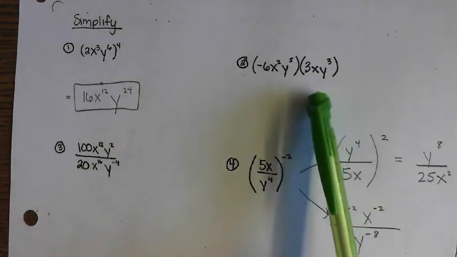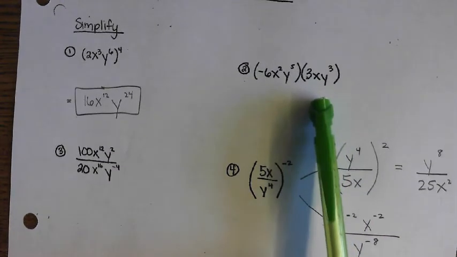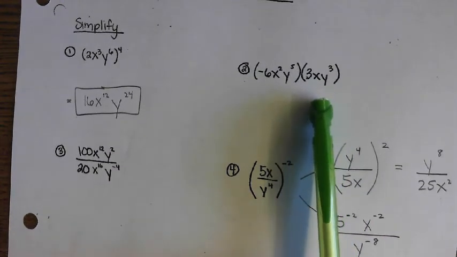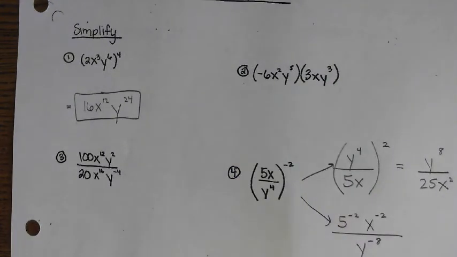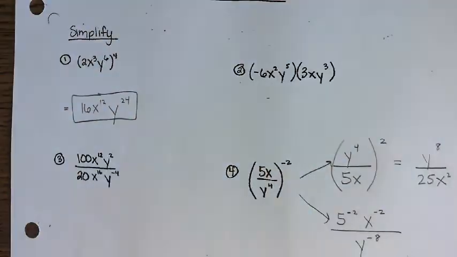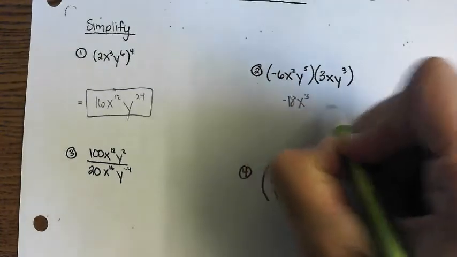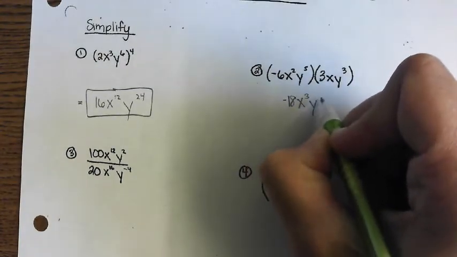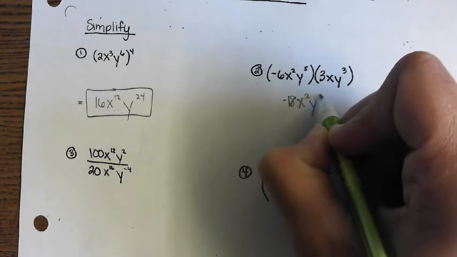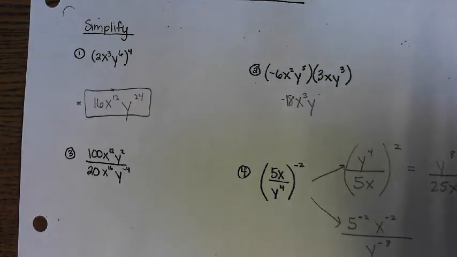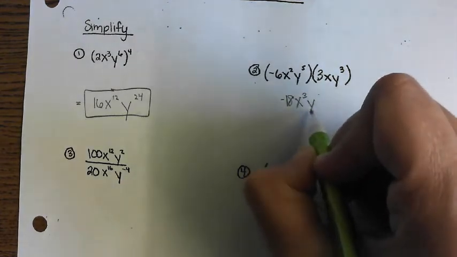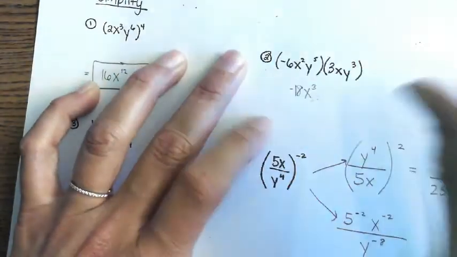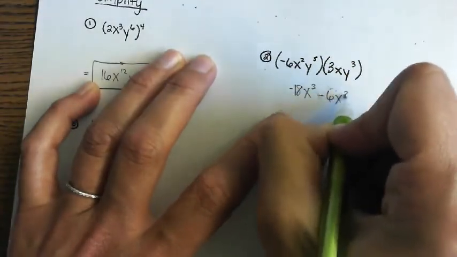Number 2. Connor. Where's Connor? Connor? Negative 18x cubed y to the 6x squared. Is that what you said? I didn't hear the minus, I'm sorry. Minus 6x squared.